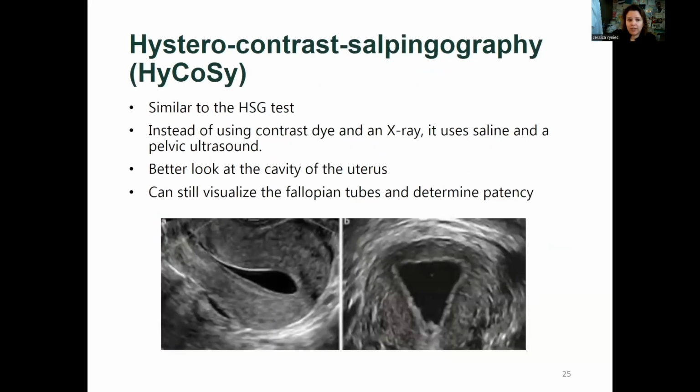The other option that is most commonly used is something called the HyCoSy or hysterocontrast salpingography. This is very similar to the HSG test. Instead of using contrast dye and an X-ray, though, it uses saline and a pelvic ultrasound. This actually shows us the cavity of the uterus a little bit better than the HSG. You can see the difference here where that triangle shape is really clear that there's nothing pushing in there. And it also can visualize the fallopian tubes and determine whether or not they are open.